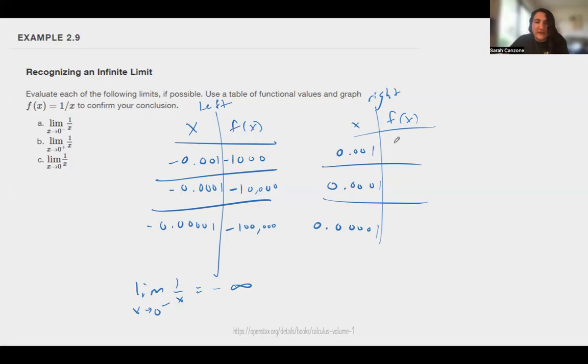Over here, same idea. 1 divided by 0.001 is positive 1,000. Here you'll get positive 10,000, and here you'll get positive 100,000, and so on. So what we see here is that the limit as x approaches 0 from the right of 1 over x is going to be positive infinity. And so here we have negative infinity, here we have positive infinity, but the formal definition of a limit is that the left-hand limit and the right-hand limit have to be the same. If they are, then that's the limit. Negative infinity is not positive infinity. Therefore, the limit does not exist.